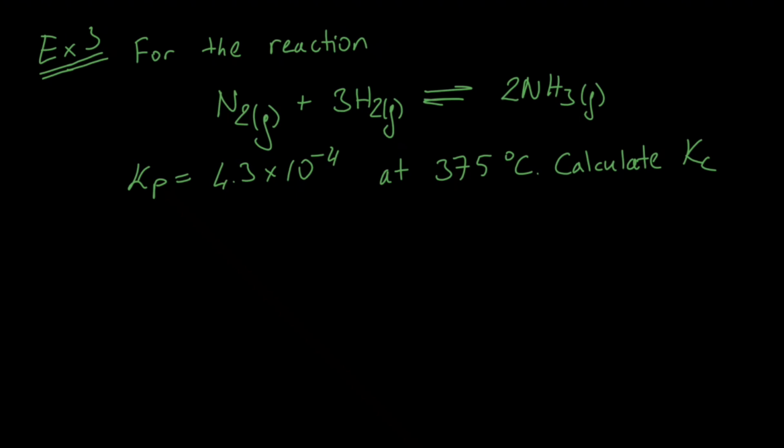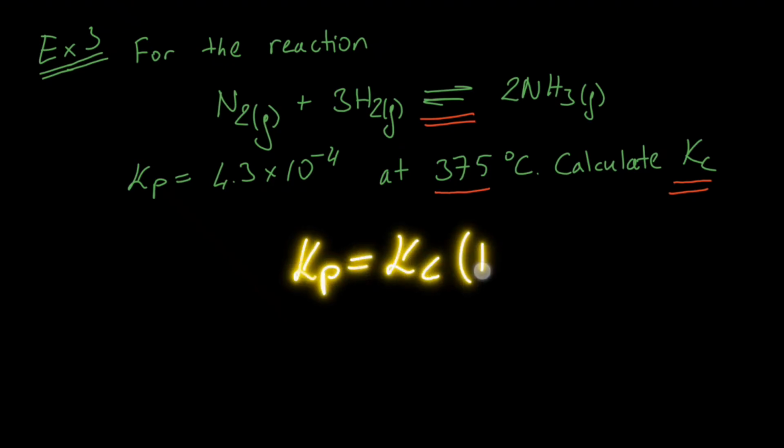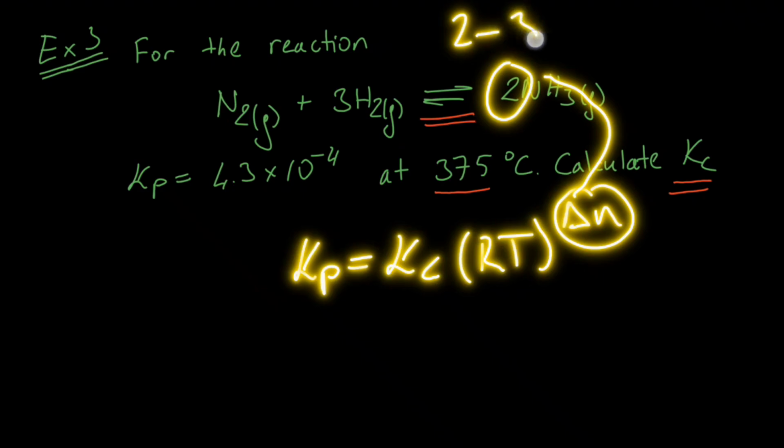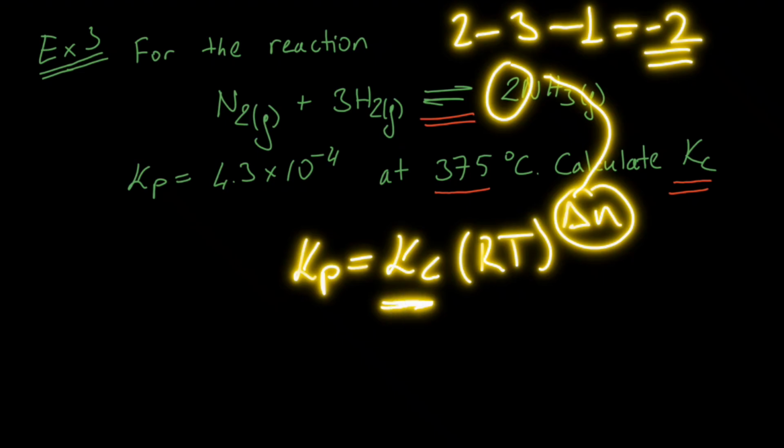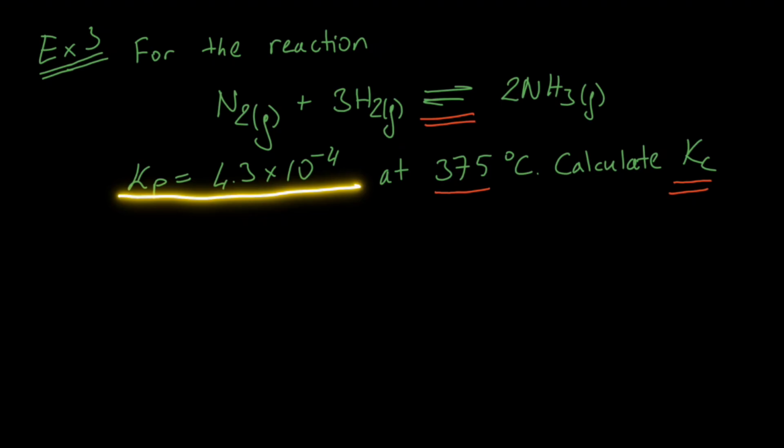So third example, for the reaction N2 gas plus 3 hydrogen gas becomes 2 ammonia. So this is a backward and forward reaction. The Kp value is 4.3 times 10 to the minus 4 at 375 Celsius, and calculate Kc. So we know that Kp equals Kc times (RT) to the power delta n. So delta n is 2 minus 3 minus 1, so it should be minus 2. And the Kc value is asked. We know the Kp value.